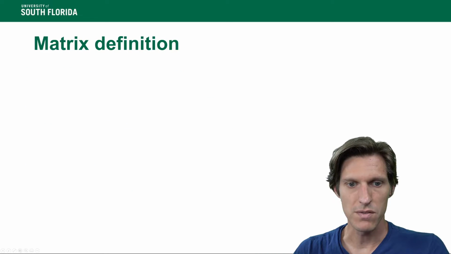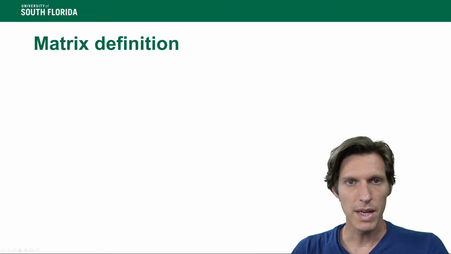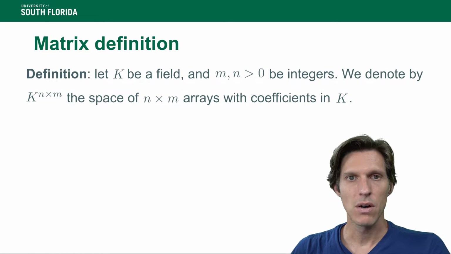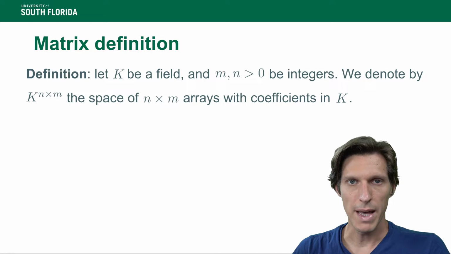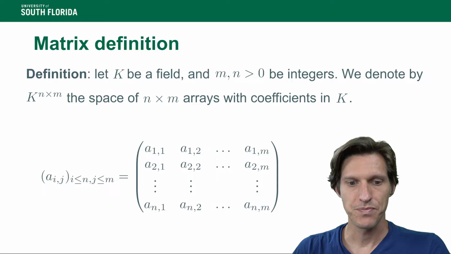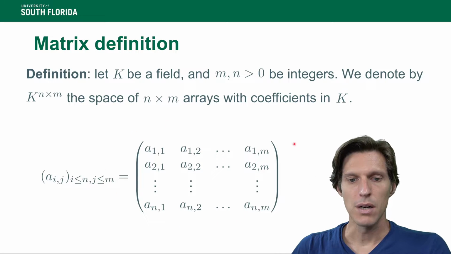Now next we move to the definition of matrices. So matrices are arrays of elements in a field, and so here we denote n the number of rows, and m the number of columns. And the traditional representation of a matrix is that way here, okay? So these are just arrays of elements in your fields.